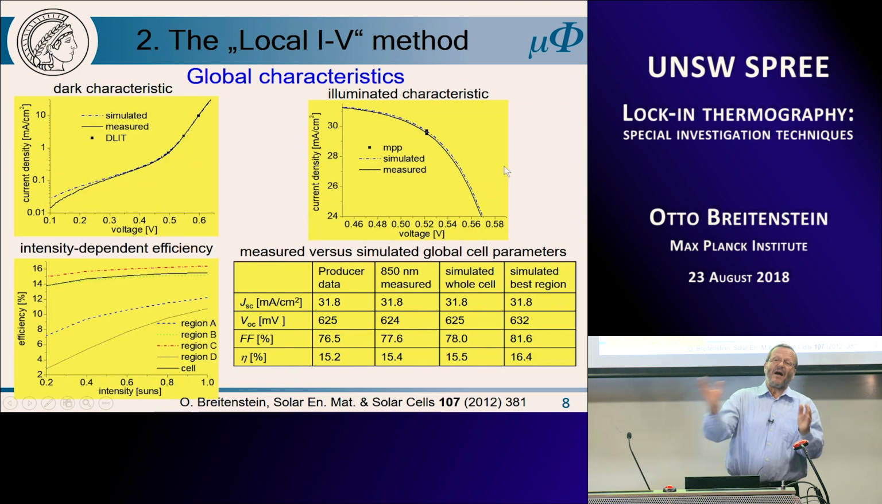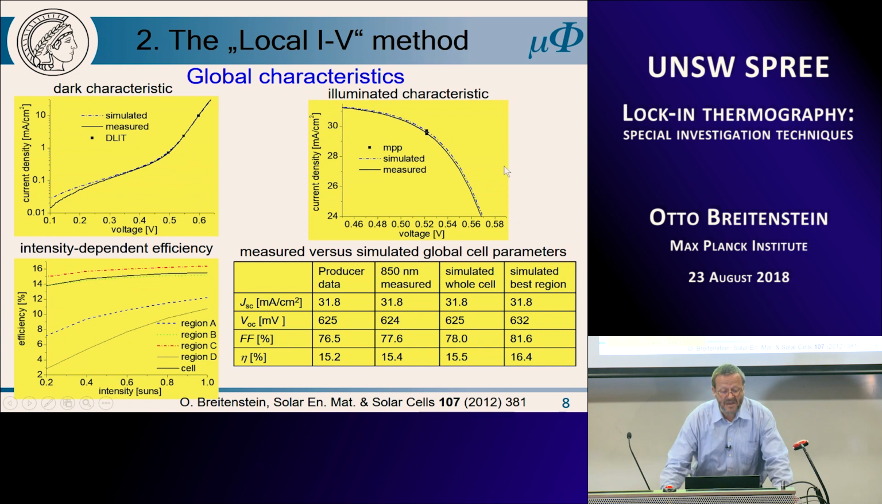And also, if we sum up across all pixels in the image, then we may simulate global characteristics, both dark and illuminated. And as you see here, they agree very well with measured characteristics, even in the region where we have not measured. So it is correct, because we have chosen the ideality factor n2, which dominates this current here, as a variable. So this is much larger than 2 here. And also the illuminated characteristic nicely agrees.